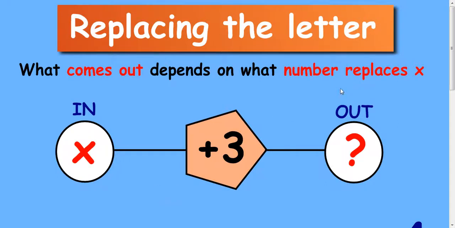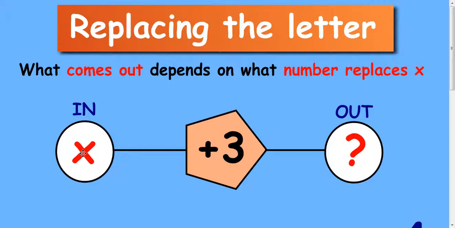In this lesson, we're going to look at something called substitution. Now, an easy way to understand substitution is to look at this number machine here. Now, a number machine has an in value, and it has an operation and an out value. Now, the operation in this case is add 3.